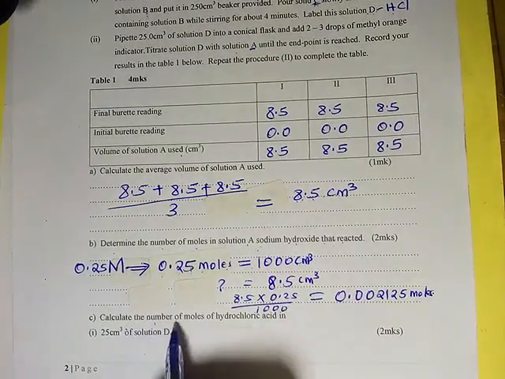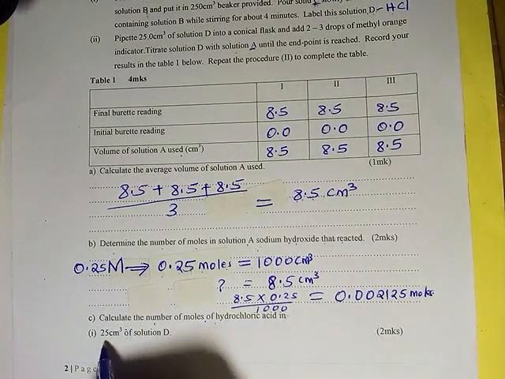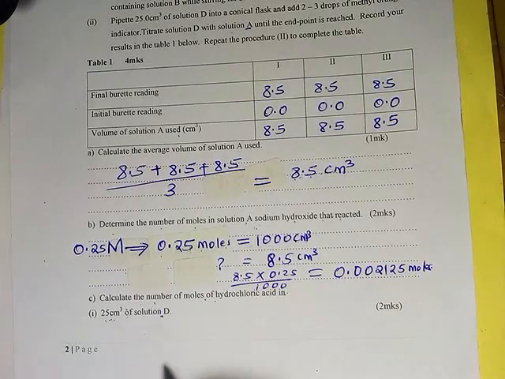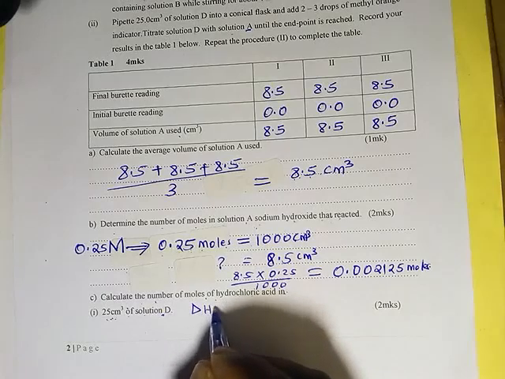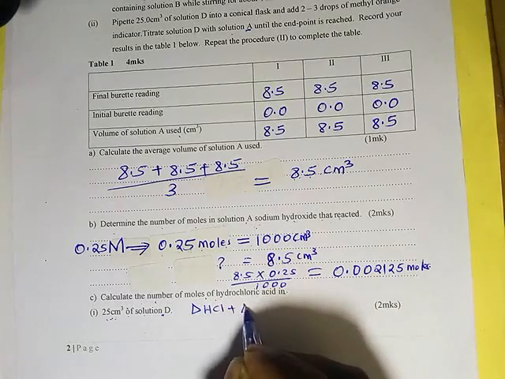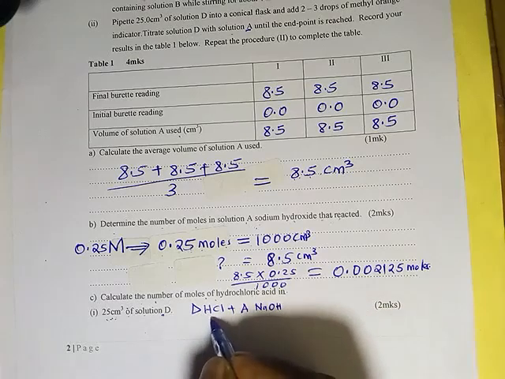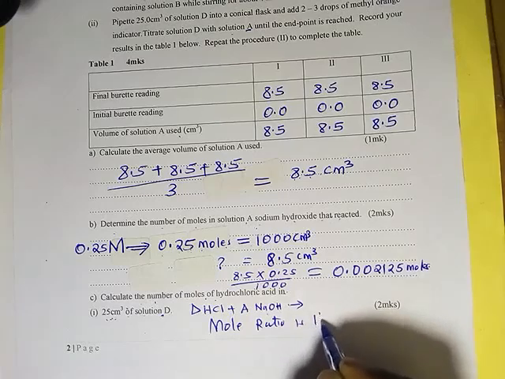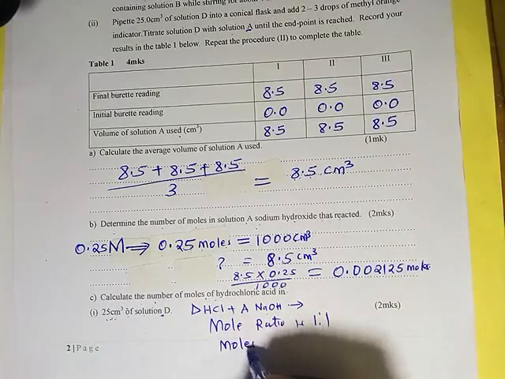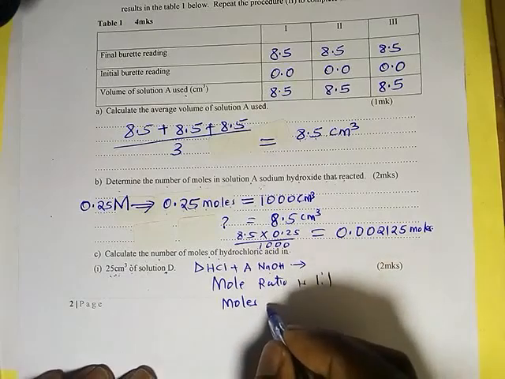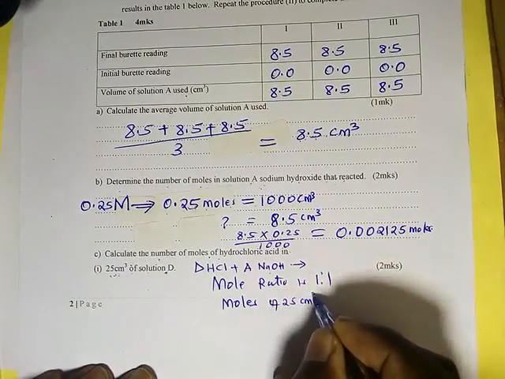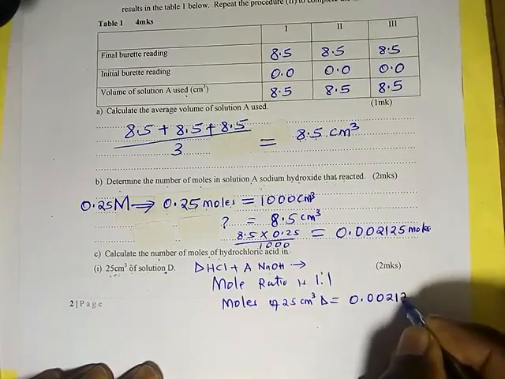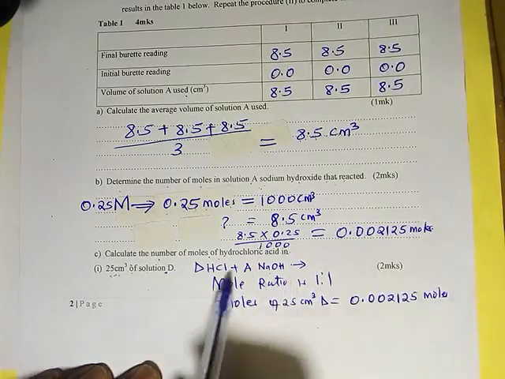Next, calculate the number of moles of hydrochloric acid in 25 centimeters cube of solution D. Remember D, which is HCl, reacted with A, sodium hydroxide. Meaning because HCl and sodium hydroxide, the mole ratio is 1 to 1. Therefore moles of 25 centimeters cube D equal to these moles, 0.0002125 moles. The reason is the ratio is 1 to 1.